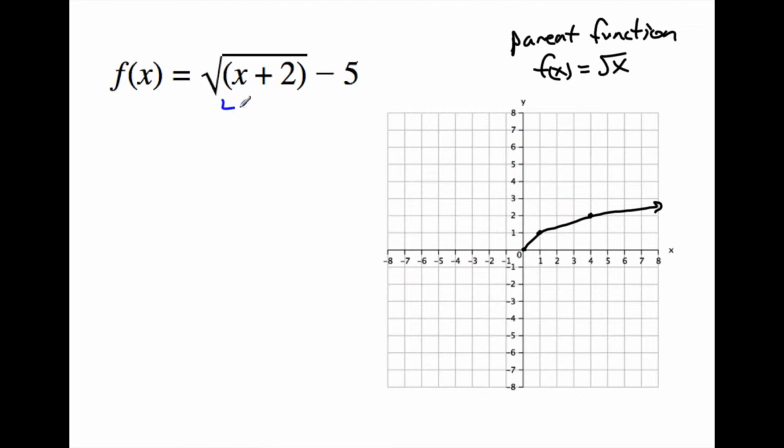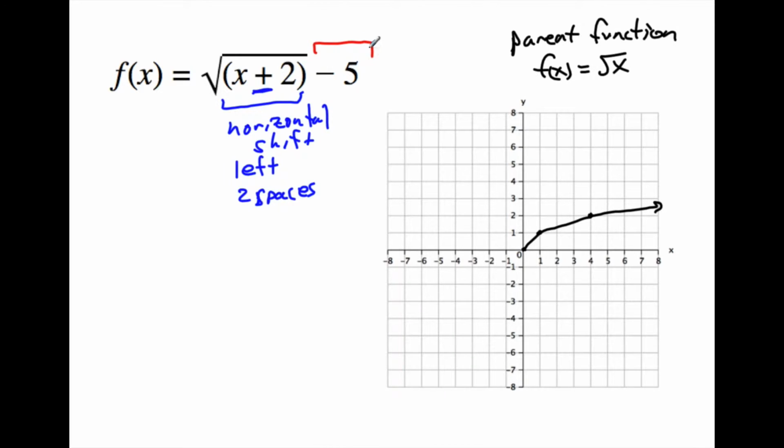If we have something added or subtracted underneath the radical, we have a horizontal shift. Because it's a plus, you think you're going to go to the right, but you're actually going to go to the left. Do the opposite of the sign. Now this part is outside of the radical, so we know it's going to be a vertical shift, and that follows the sign, so we go down 5 spaces. So that just tells us where to put our starting point.